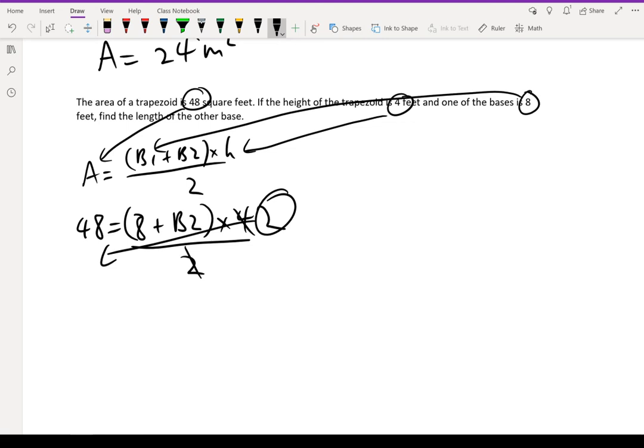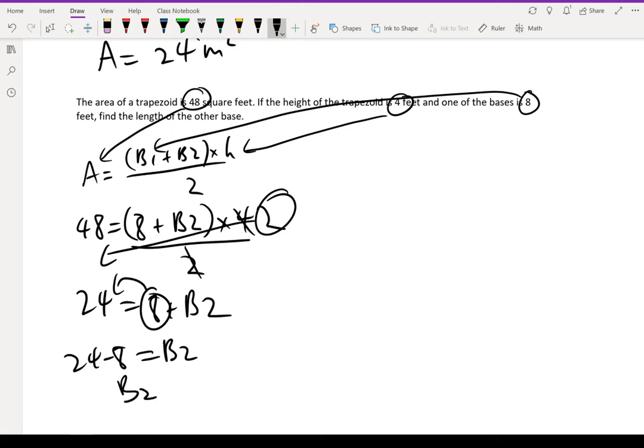So 48 divided by 2, that's going to be 24, is equal to 8 plus b2. And then what I do now is 8, when I move it to the other side, by taking away both sides by 8, it becomes minus 8. So 24 minus 8 is equal to b2, which means that b2 is 16 feet. Okay, so that's how you find the other base.